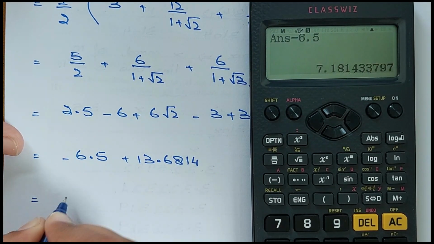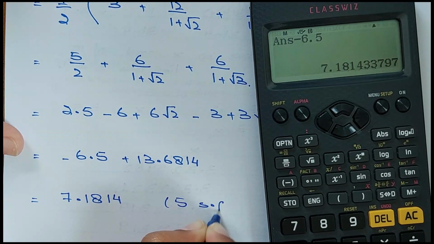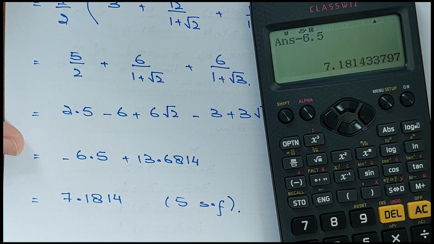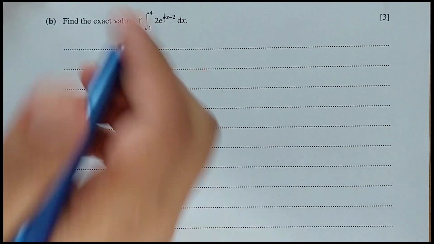This is, up to 5 significant figures, 7.1814. This is the answer, the approximation for the integral. Now for part B, find the exact value of this integral, right?